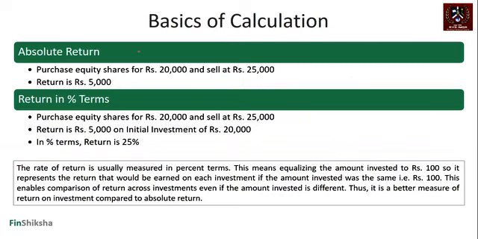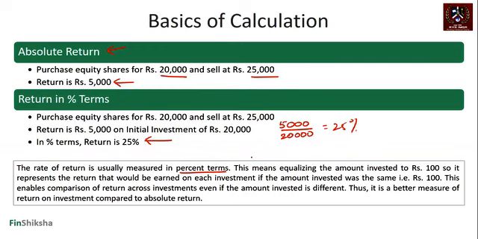Now, basics of calculation of return. There are two terms that we typically use. One is the absolute return. Let's say you purchase equity shares worth 20,000 and you sell them at 25,000. Your absolute return is 5,000 bucks, right? In percentage terms, your return is 25%. How did we get that? 5,000 on your initial investment of 20,000, right? So that's 25% return. The rate of return is usually measured in percent terms.